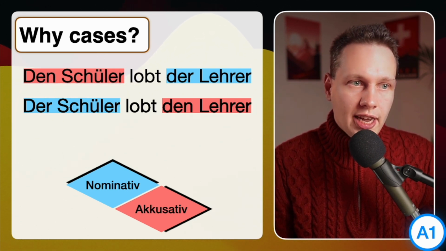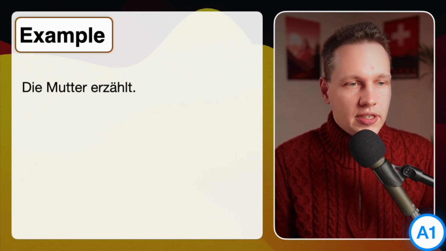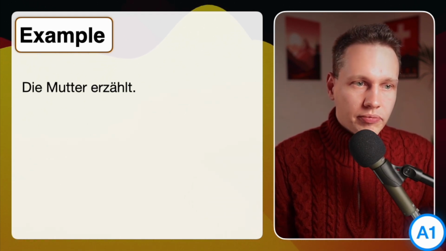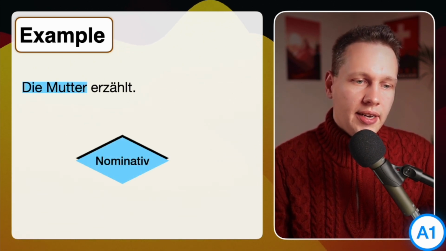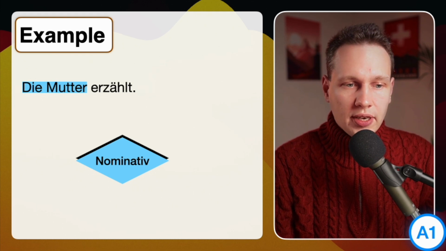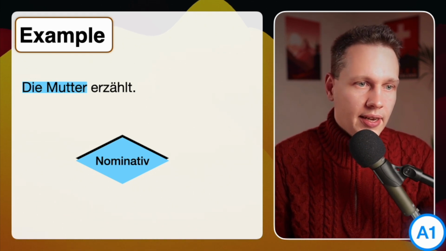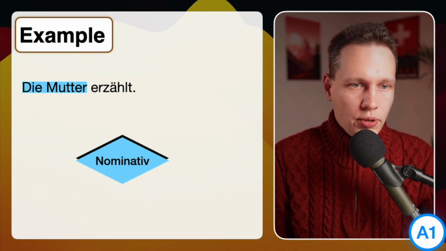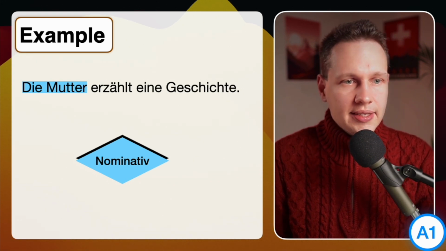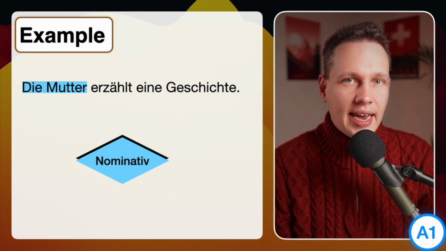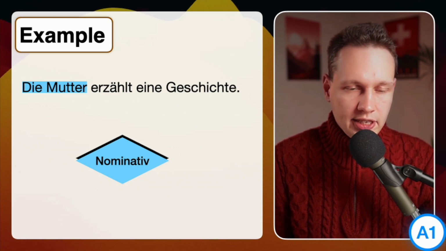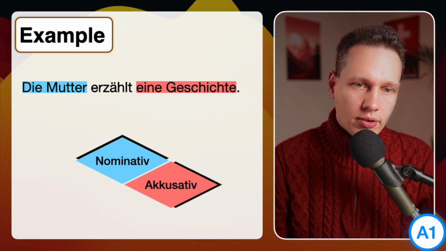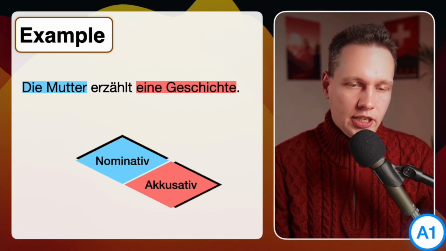All right, and now let's look at each of them. First in one example sentence. Die Mutter erzählt. That means the mother is telling something. Die Mutter is here in the nominative case, is the subject of the sentence. She's the person who does something. And in this case, die Mutter erzählt eine Geschichte. The mother tells a story. And eine Geschichte, a story, that is in the accusative case. That is what she is telling.